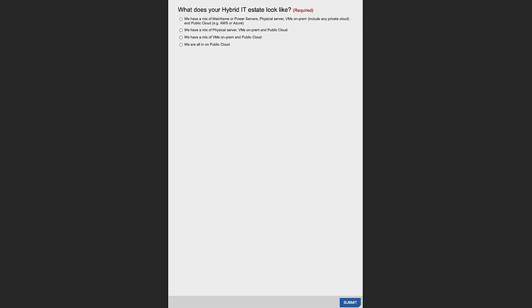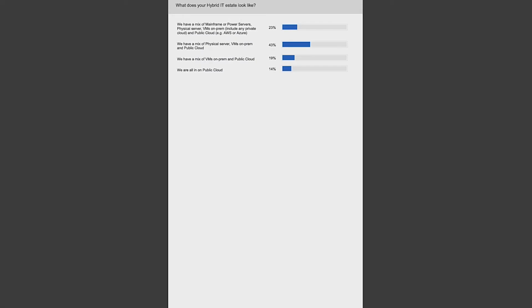Yep, it's coming in like I thought it would. We have a decent number of people that are all in on public cloud. But that traditional group, you have people that have the physical servers and VMs on-prem. That's kind of what I was expecting to see as the highest category. Yeah, so I just shared the results. Looks like 42% said they have a mix of physical servers, VMs on-prem, and public cloud. What do you think, Steve?